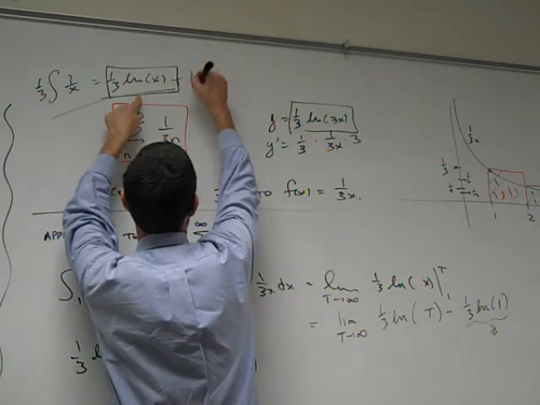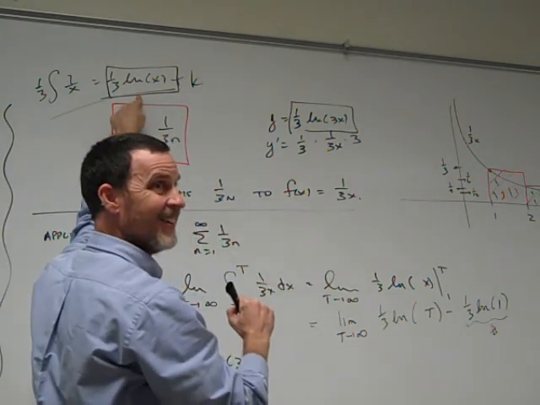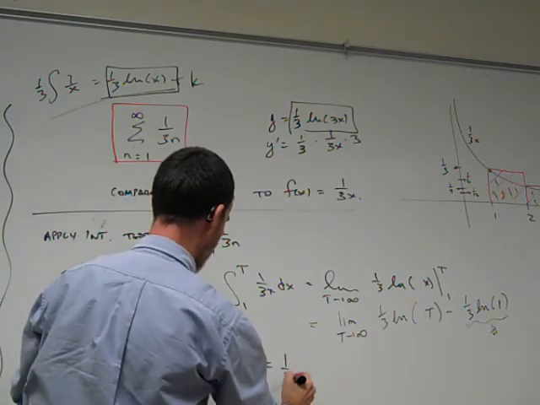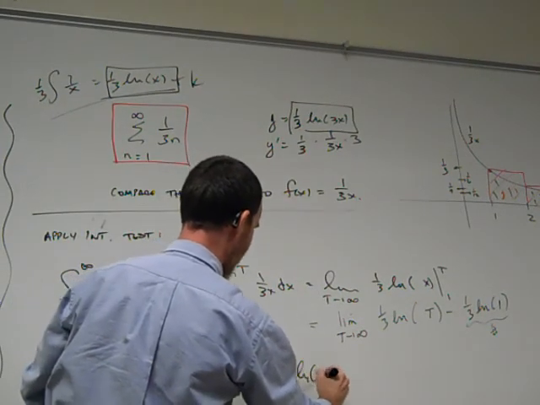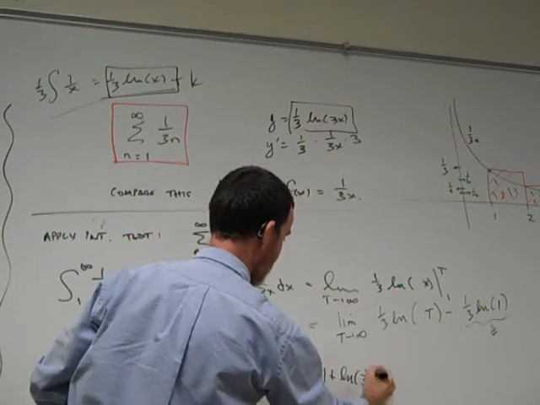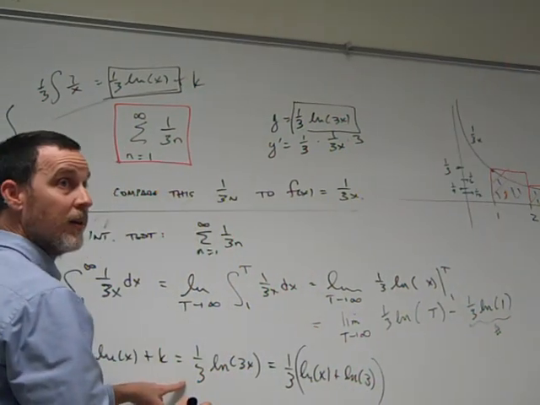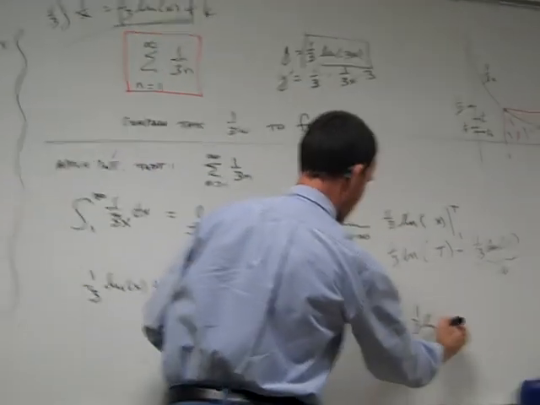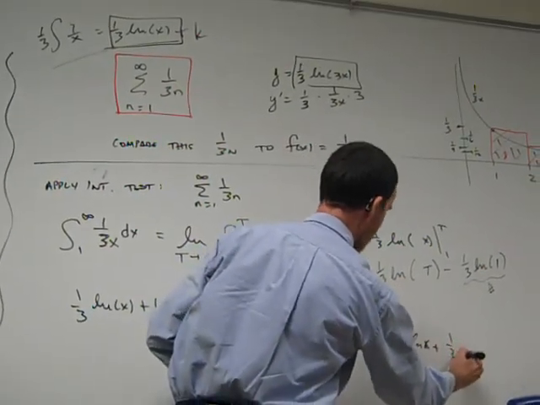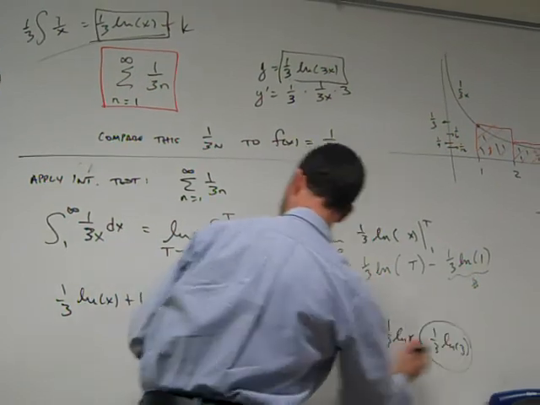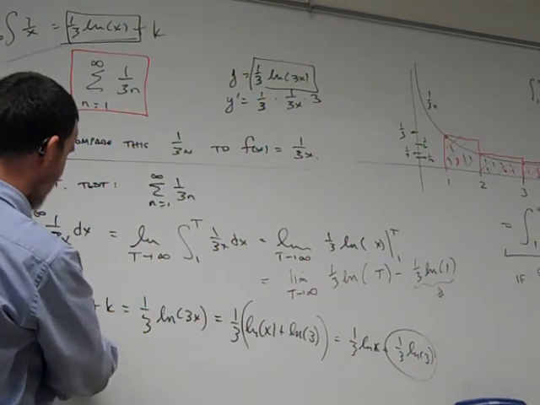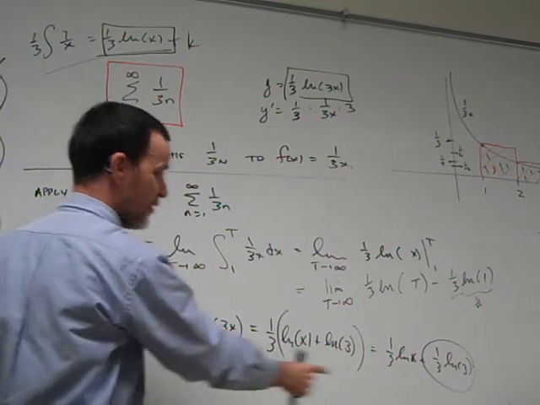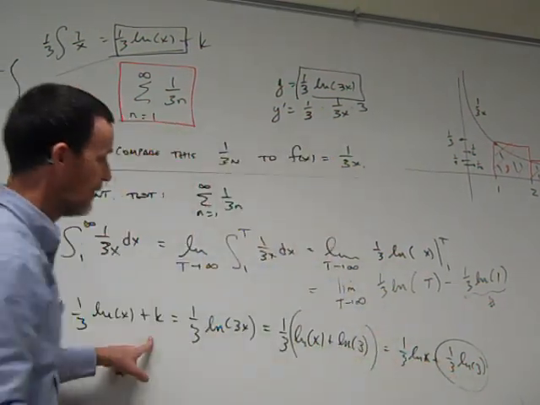Well, remember that it's plus k. If you write it like this, you remember your algebra: 1/3 natural log of x plus natural log of 3. So now what do you have? You have 1/3 natural log of x plus a constant, 1/3 natural log of 3. So 1/3 natural log of x plus a constant can be the same as that, as long as the constant is that. Pretty neat.